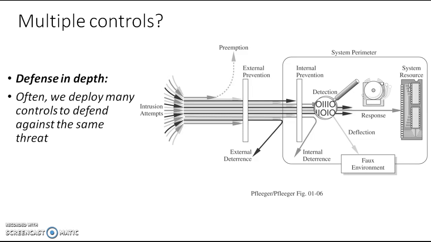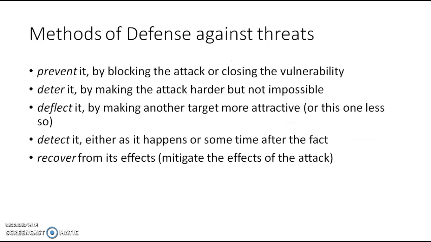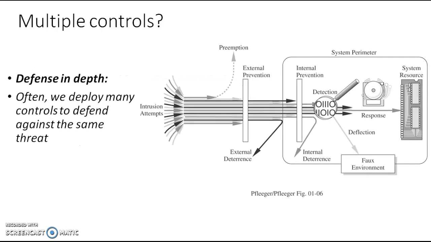You can prevent it, you can deter it, you can deflect it, or you can detect it, or the last thing, if it occurs, how to mitigate the effect of the attack, or how you can recover back. So these are the multiple controls you can put on your system. Okay, this is courtesy of the Charles Pfleeger book, and it is figure number 1.6 in the book.